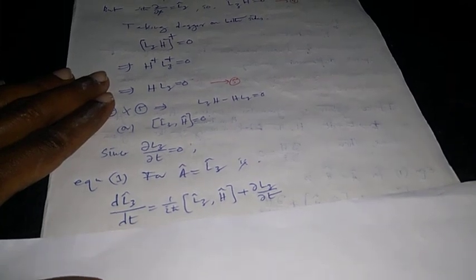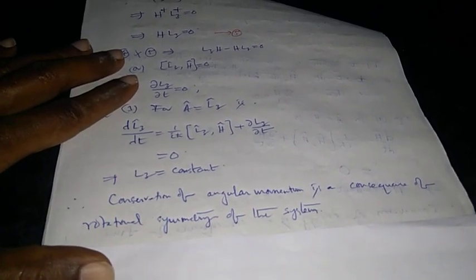Since Lz does not have any explicit time dependence, ∂Lz/∂t is also 0. Equation number 1 for the case of operator A being the Lz operator gives dLz/dt equals 1 over iħ times the commutator of Lz with H, plus the partial derivative of Lz with respect to t, giving you 0 on the right hand side. That means Lz is a constant. So we can say that the conservation of angular momentum is a consequence of rotational symmetry of the system.